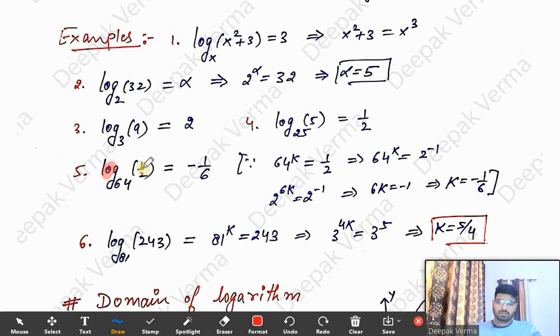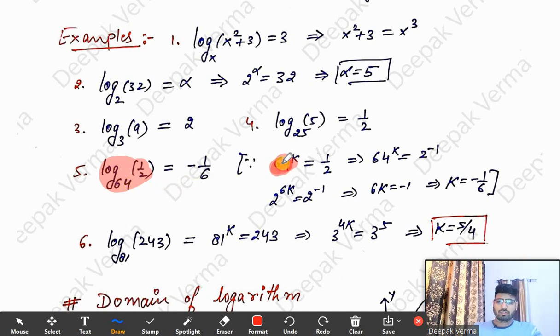Log half to the base 64. If it is difficult for you to directly find the answer, then you can simply go by the procedure. Got it? Here, log half to the base 64. If you are unable to find what should be the power of 64 so that we get half, then we have a procedure. Go by the procedure. According to the procedure, this is a number, so let's say this equals k. Then by the procedure, base to the power right hand side equals argument.